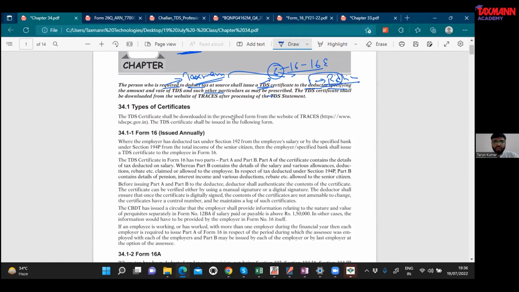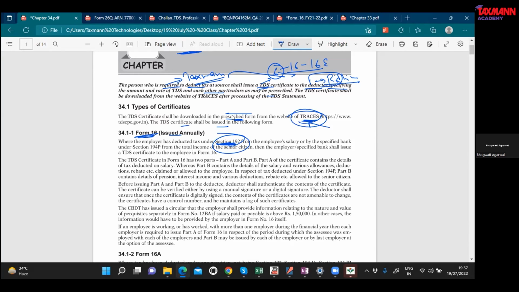Now the TDS certificate shall be downloaded in the prescribed form. We have learned the forms from the website of TRACES. Only TDS certificates downloaded from this website are valid. Manual TDS certificates are not valid. The TDS certificate shall be issued in the following form. We have understood what Form 16 is, which is issued for salary. She has asked you a question about section 192. What is section 192? It is TDS on salary.